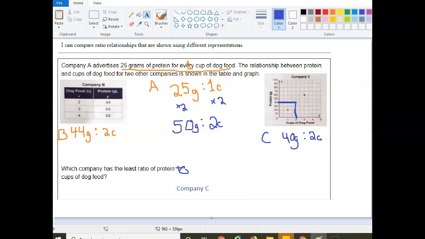Okay, and the reason that we have to make sure that they all have the same number in one of these spots is because if I looked at this one, it's 25 grams, which is less, but that was only out of 1 cup, okay? So one of the numbers has to be the same in the ratio for you to compare them, all right? Let's go ahead and look at the next one.